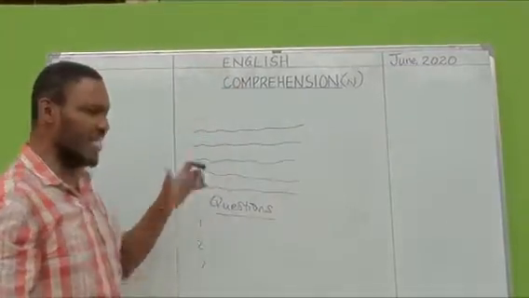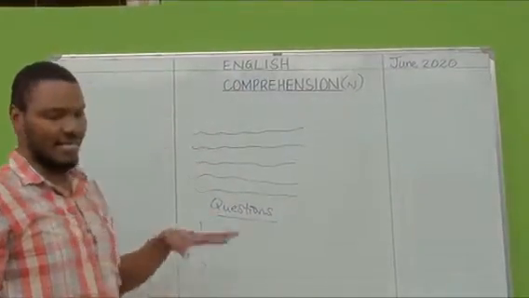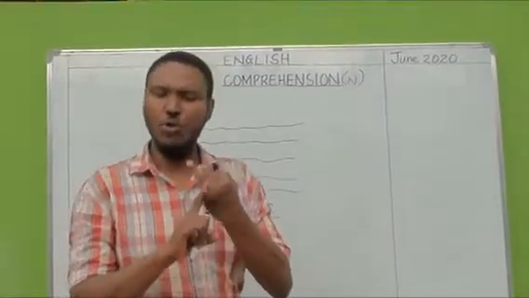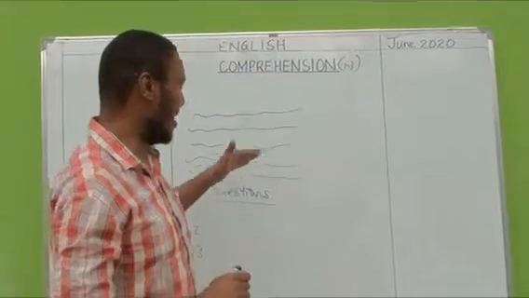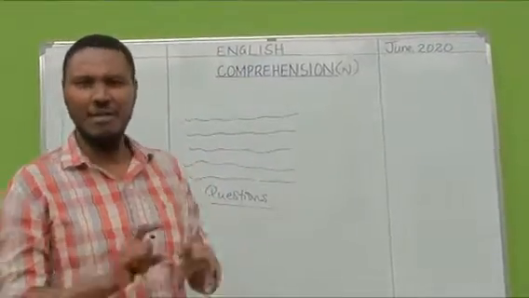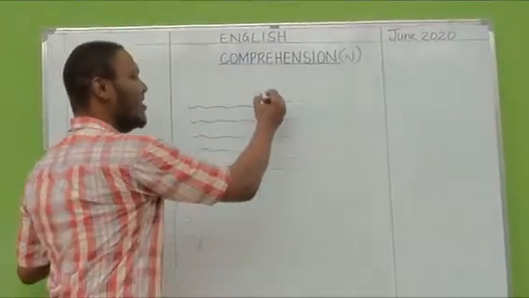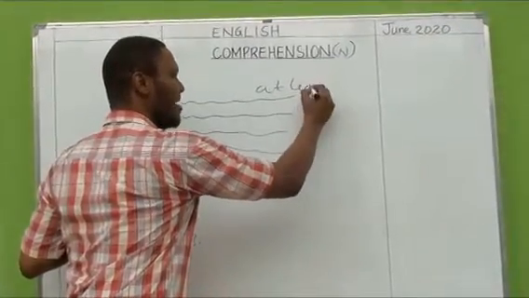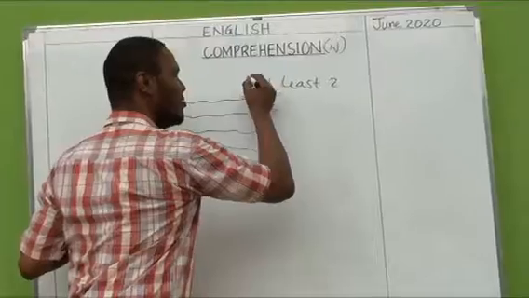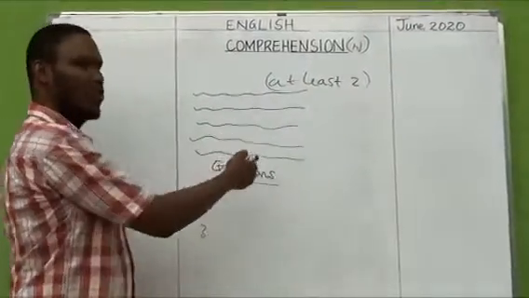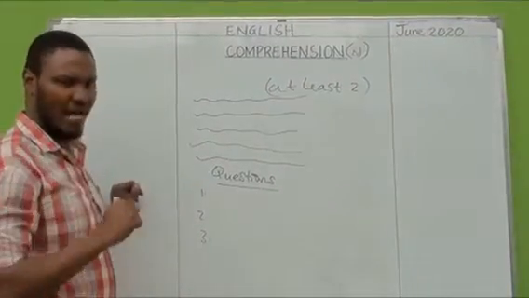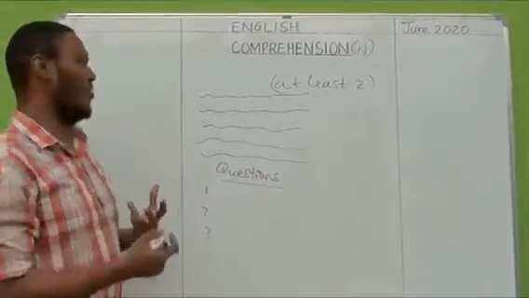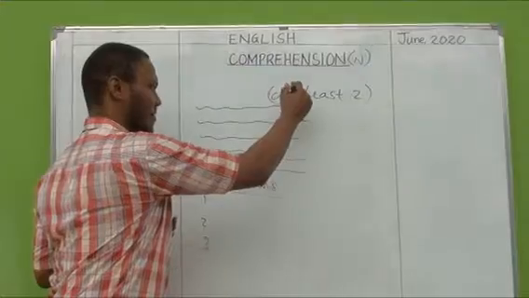So how do we read? Basically, you must read 2 or 3 times. Read the passage at least 2 times. At least means the least number of times. The least number of times is 2. At least 2 times. Read the story at least 2 times. And why do I propose that you read the story at least 2 times?